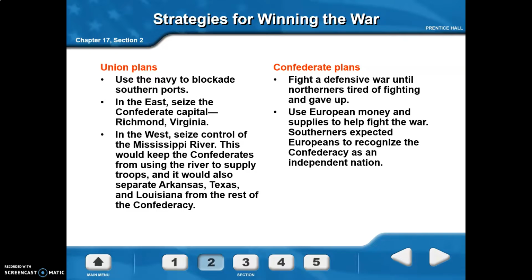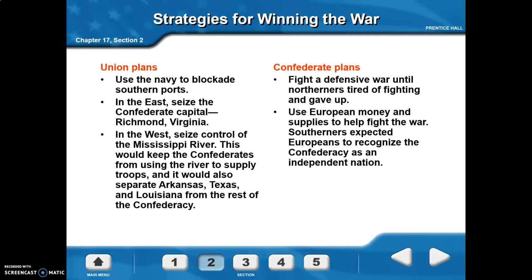So we're going to start on this slide. Last week, you learned the strengths and weaknesses of both sides at the beginning of the war, who the leaders were, and what was happening. Now we're talking about the strategies for winning the war. The Union, or the North's, plan to win the war was to use their navy to blockade the southern ports so that the South and other countries couldn't trade with each other, because the North's navy was blockading that port.